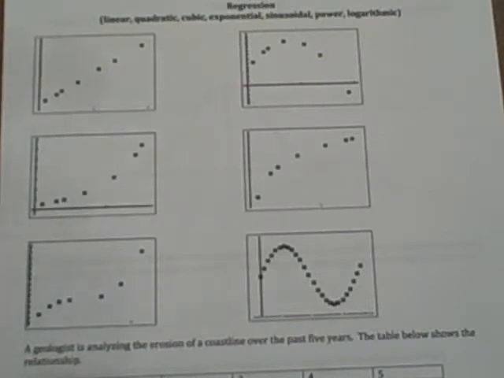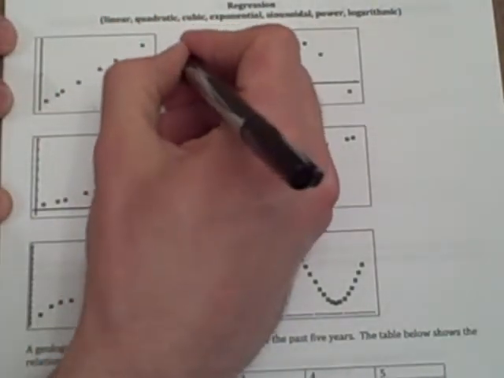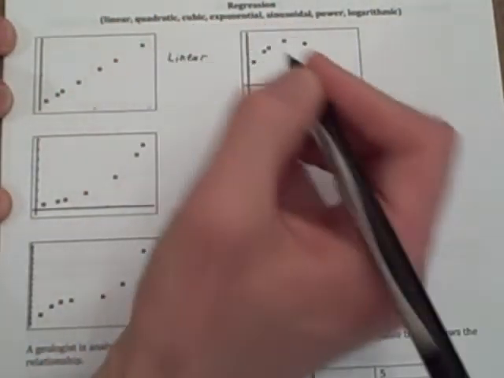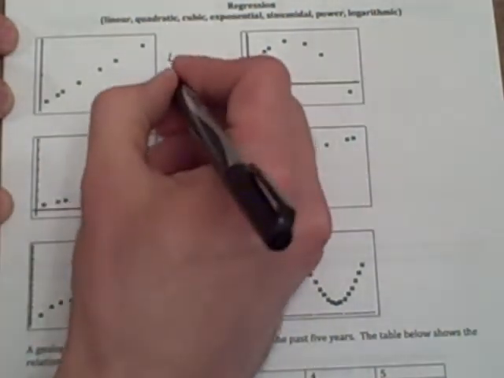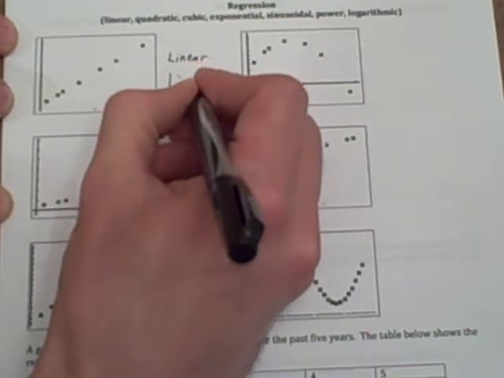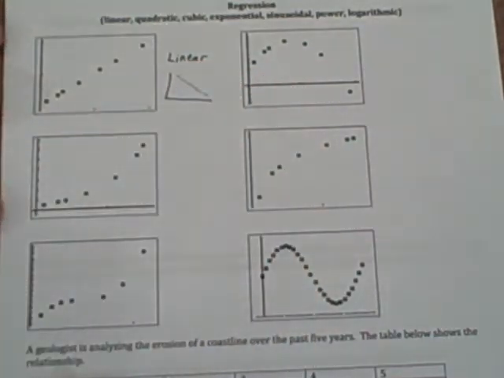The first one, I believe, would be somewhat obvious. This one is going to be linear. Now, it's important to point out that not only can it go this way, it could also be a negative slope. And they're not always perfect lines. Sometimes they're a little scattered, but generally you'll be able to tell if it's linear.